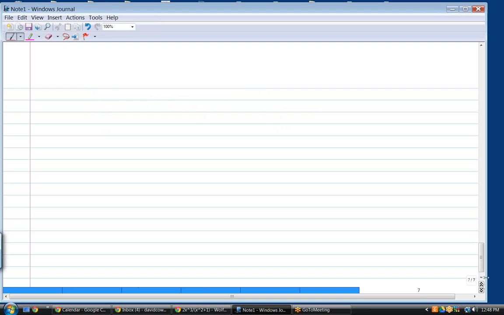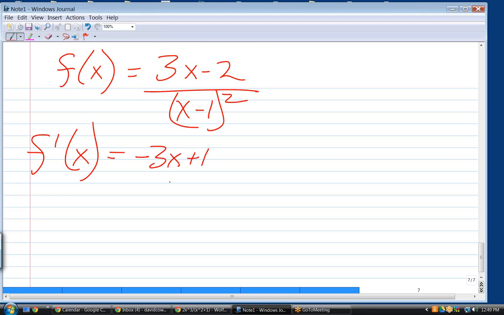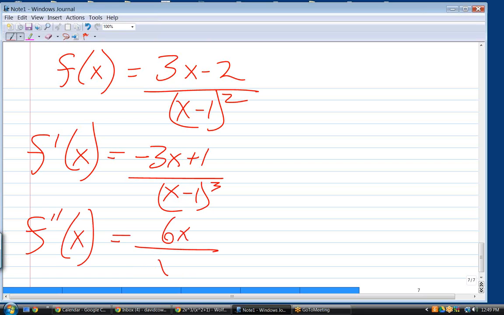What do you got as another problem? If I can do this one without botching it. So f of x equals 3x minus 2 over x squared minus 2x plus 1. Notice that the denominator is also x minus 1 squared, which might be more useful to put it in like that. First derivative: negative 3x plus 1 over x minus 1 cubed. And the second derivative: 6x over x minus 1 to the fourth.